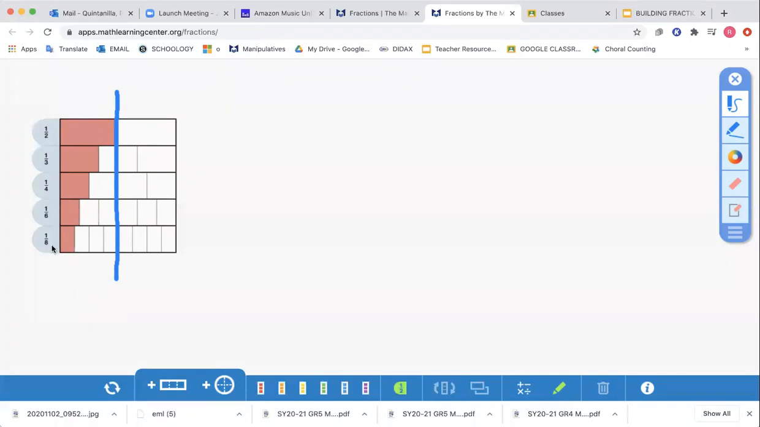So a smaller fraction than 1/8 is 1/9, 1/10, 1/11, 1/12, and so forth to 1/100. And you could play a game with students like that, having them name a fraction that is less than whatever it is when you deal with unit fractions. All right. Thank you.